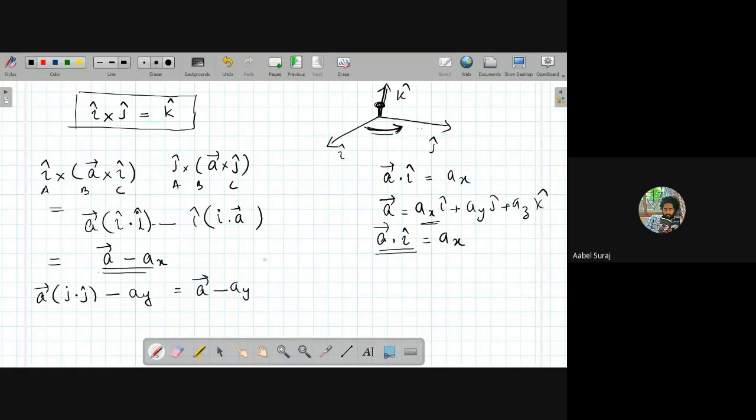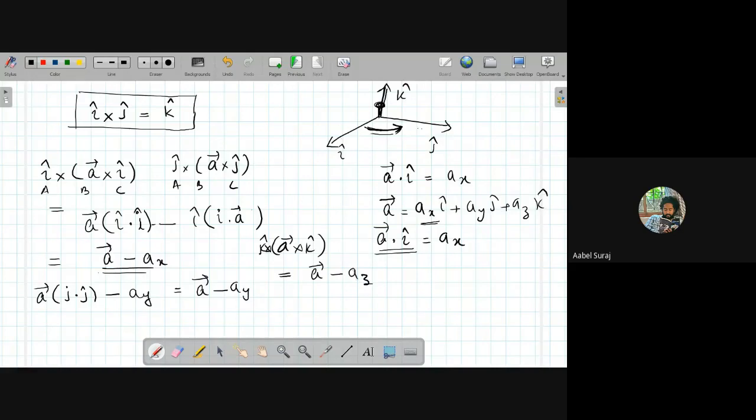And similarly, what is K cross A cross K? Don't try to do that calculation, it is easy. A minus AY, and A minus AZ. This is K, so the K component. What is the component along the K direction? It is AZ.